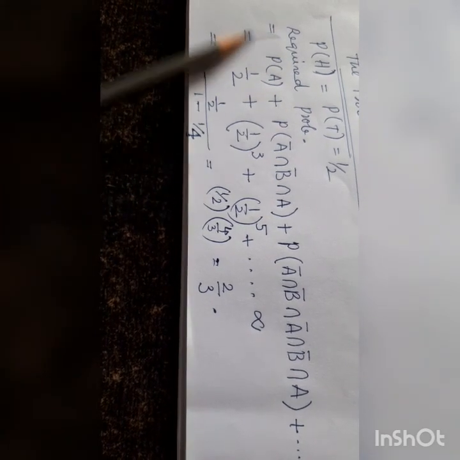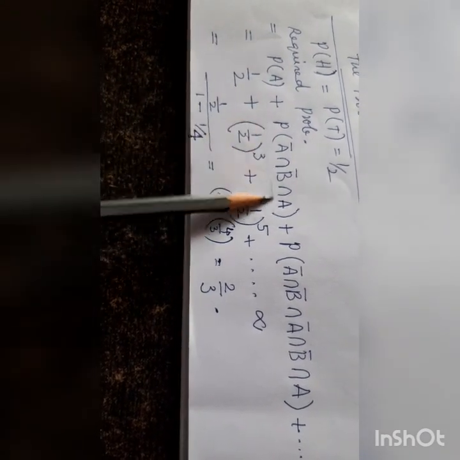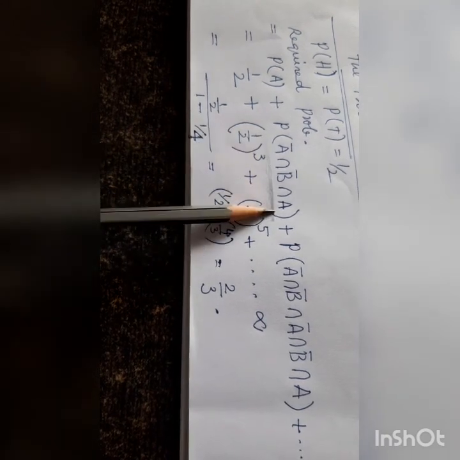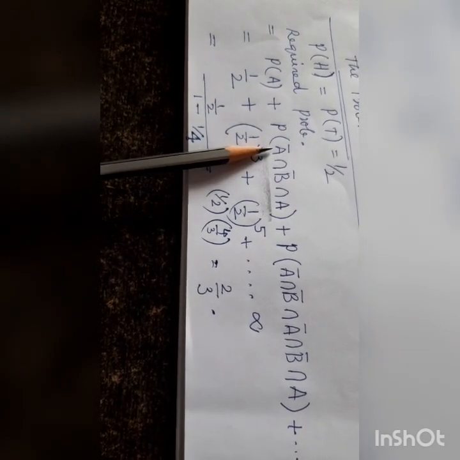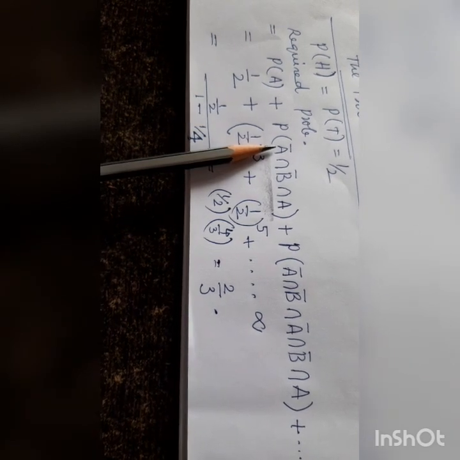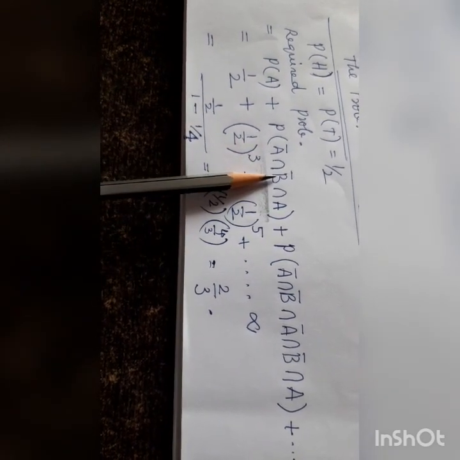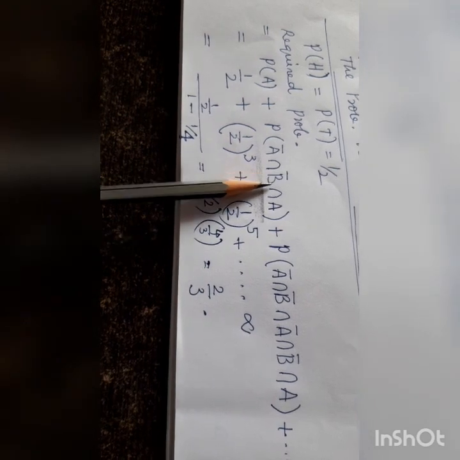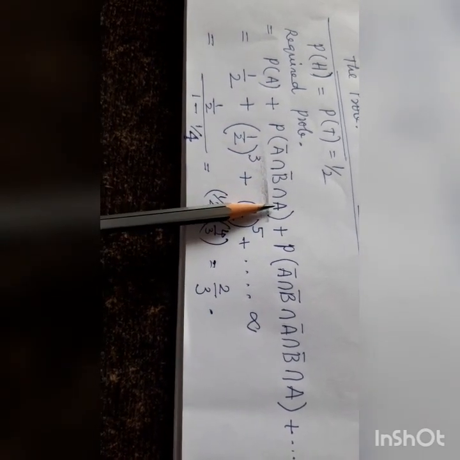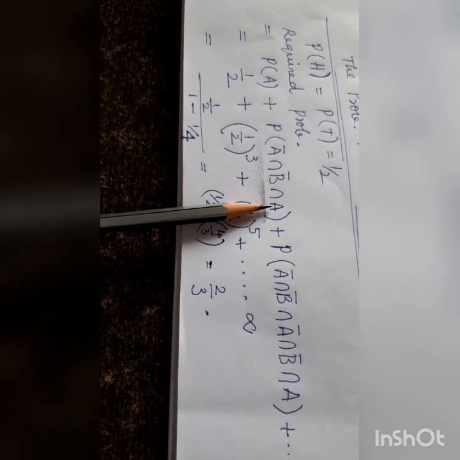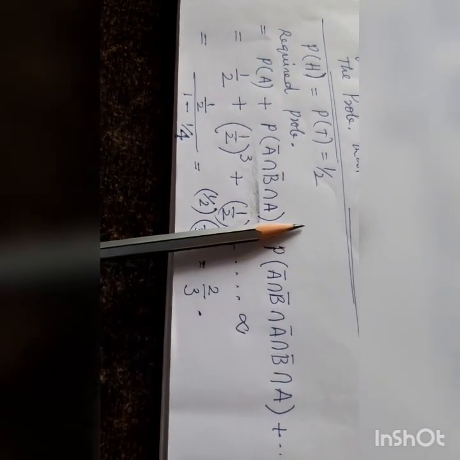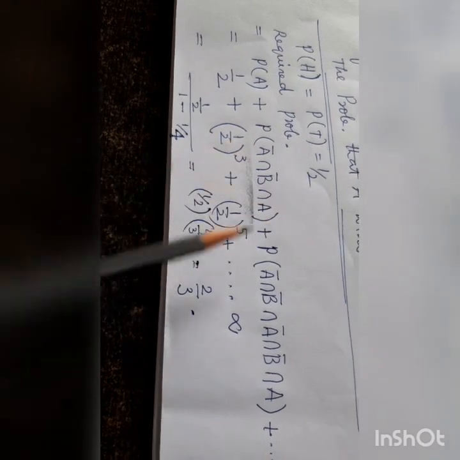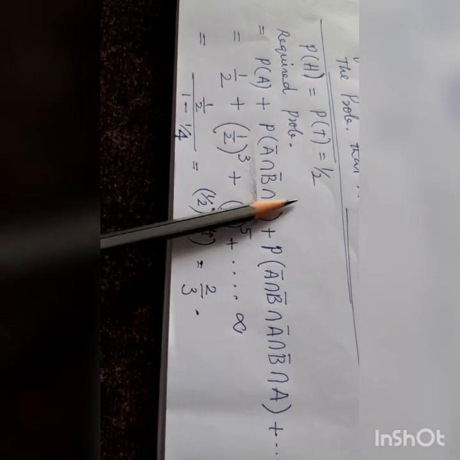In case it doesn't happen, the case may be like this. A tosses, doesn't get head. B doesn't get head. Next, again, A gets head. This may be happening. This is the second case.